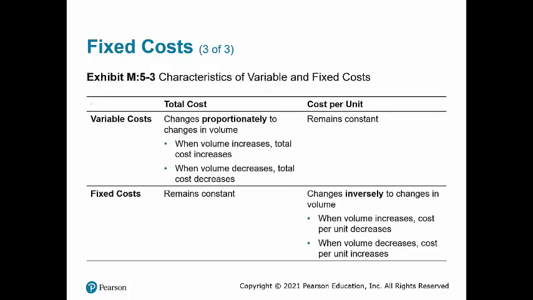This slide summarizes the characteristics of variable and fixed cost. Total variable costs change proportionally to changes in volume. As volume increases, total cost increases. When volume decreases, total variable cost decreases. However, the cost per unit is the same. It remains constant. Fixed costs remain constant in total. However, they change inversely to changes in volume. When volume increases, cost per unit decreases. When volume decreases, cost per unit increases.